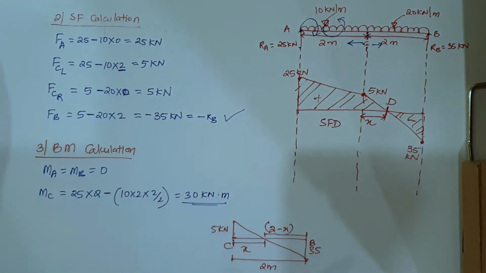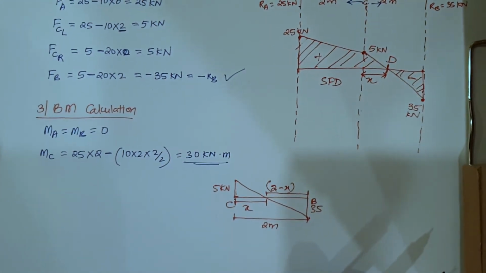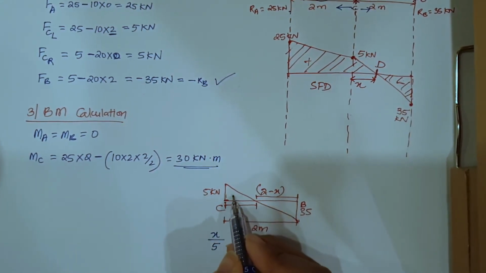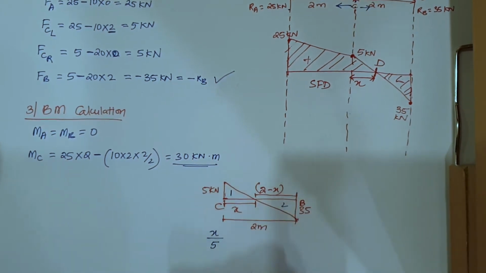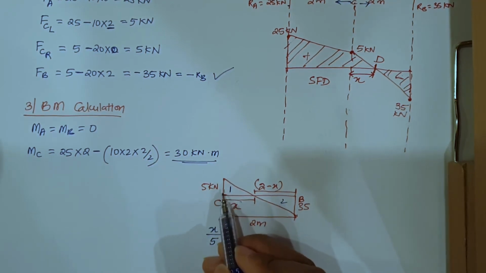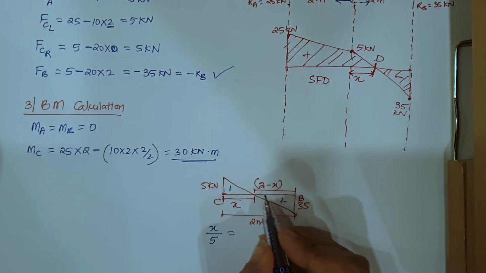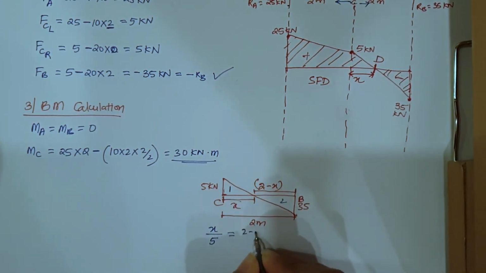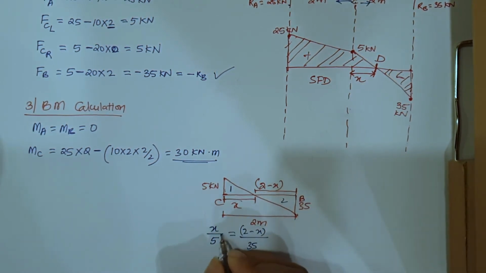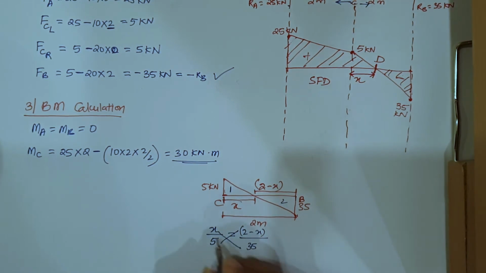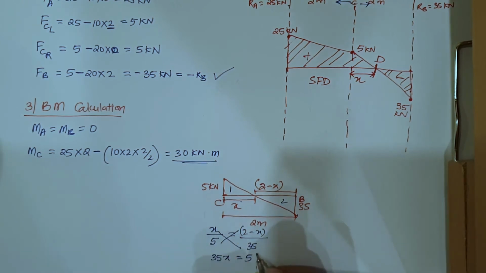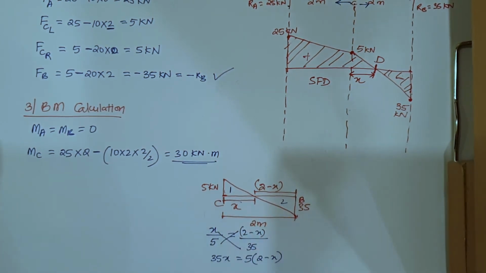Now from here let us solve by the similar triangle method. It will be x by 5. For this, triangle number 1 will be equal to triangle number 2. So x is the distance of this triangle and this is the height of triangle number 1, will be equal to triangle number 2's distance, which is 2 minus x, divided by its height, 35. Now cross multiplying, it will be 35 into x, 35x equals 5 into 2 minus x.